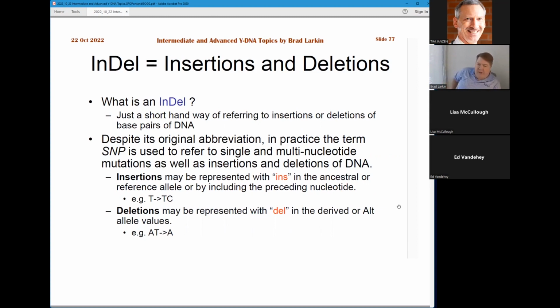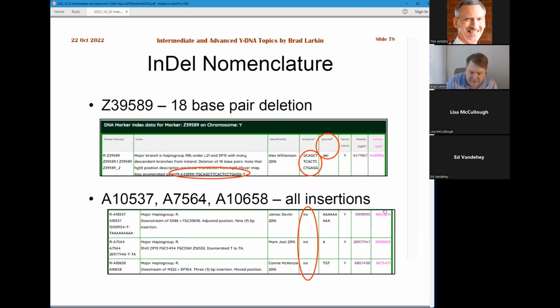Indels, insertions and deletions. Indel is just a shorthand way of referring to insertions and deletions. It's sort of used as a term of art, pretty straightforward. I like to see insertions represented with INS in the ancestral value and deletions with DEL in the derived or alternative result. So here's some examples from Genetic Homeland, Z39589.